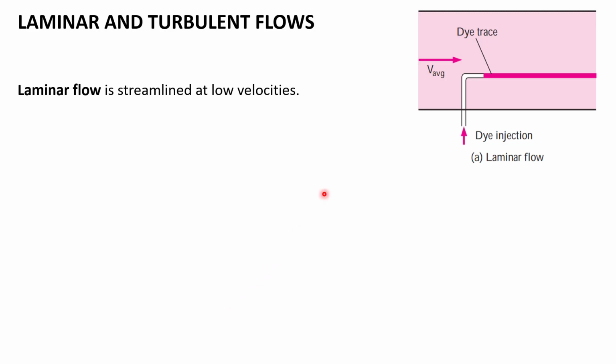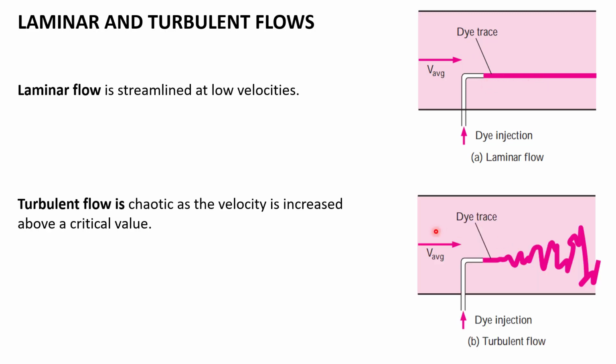The laminar flow is streamlined, like you can see in this figure. The flow is moving along a straight line. As the inlet velocity is increased, the flow becomes chaotic and turbulent. This dye shows us the chaotic behavior of fluid particles moving inside a pipe.